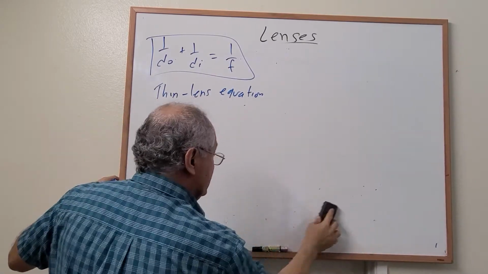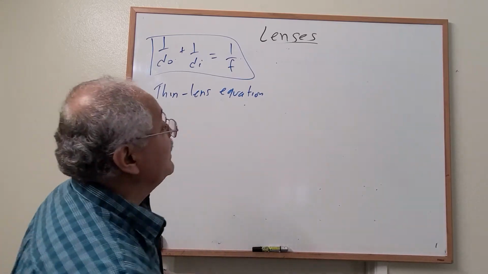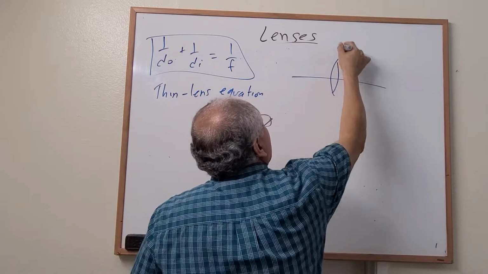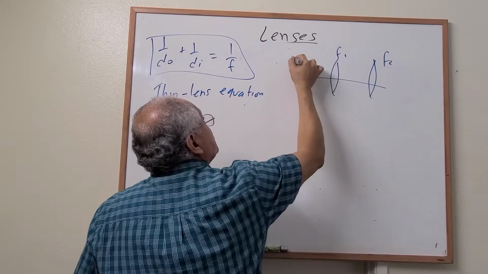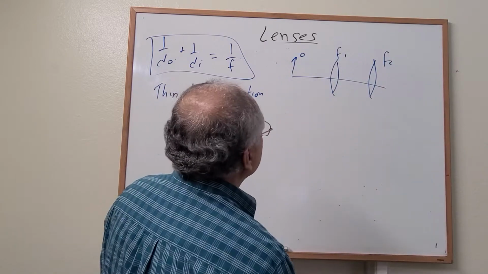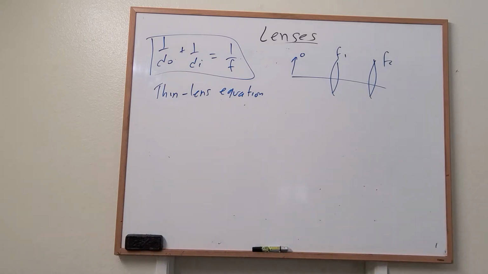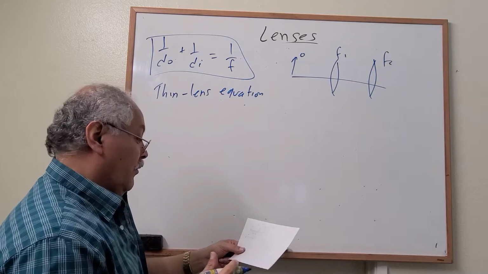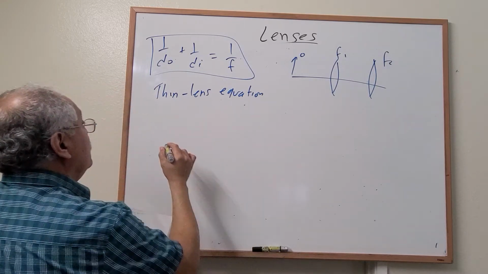You can do this in the lab if you want to, and double check it. We have two lenses right here. This is lens 1, f1, and then we have lens 2, f2. We have the object right here, and this is the data that we use for this case. Let's take DO.